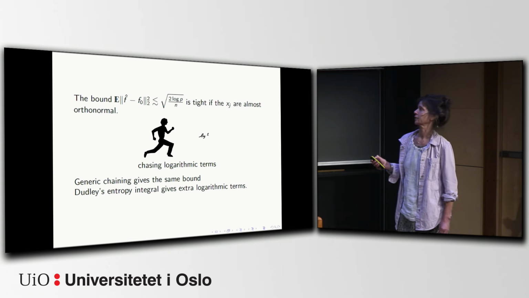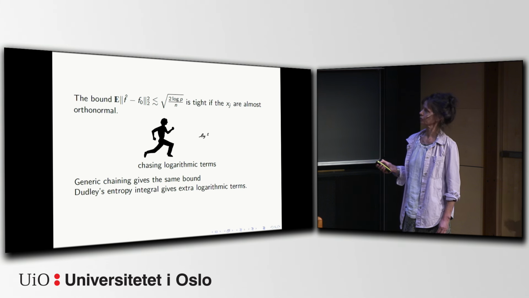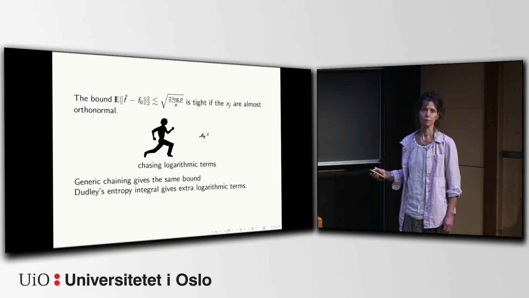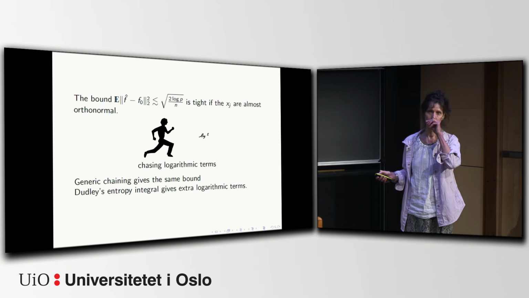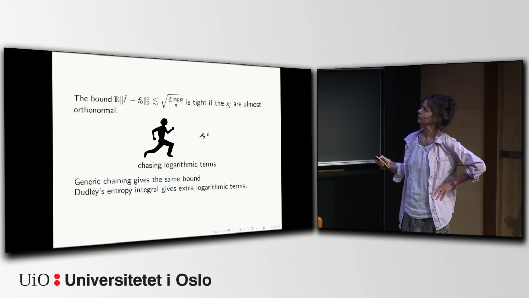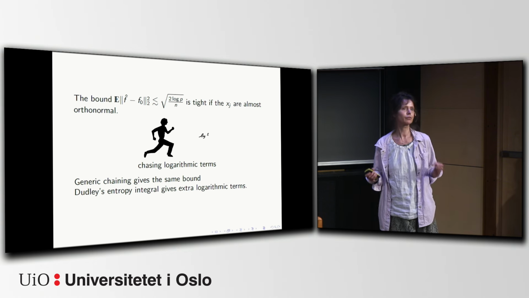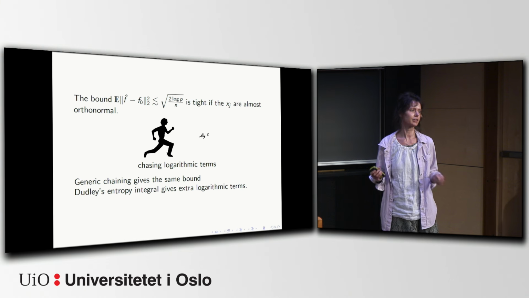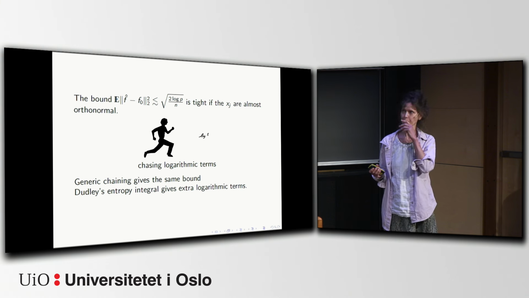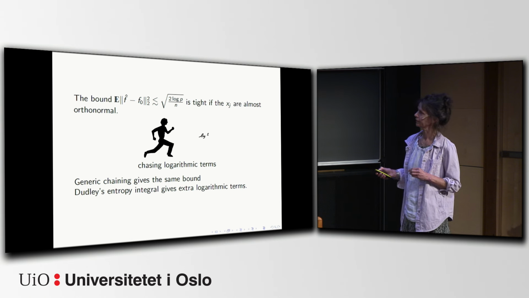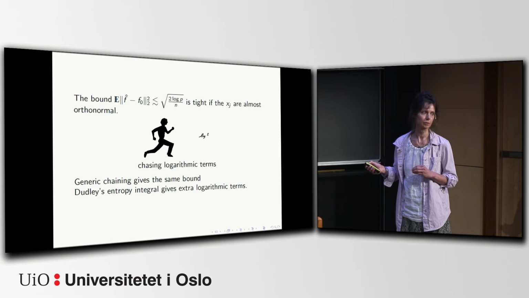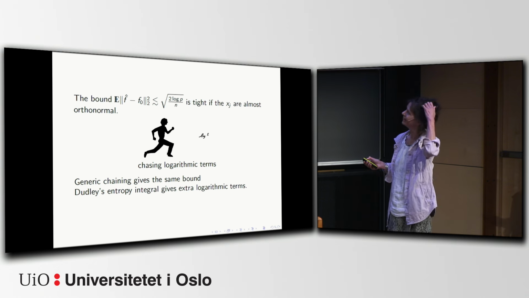So this is a tight bound if the X_j's are almost orthogonal, and the same bound is given by generic chaining. And if you apply Dudley's entropy integral, you get additional log terms which are superfluous. So this is kind of what you do if you are a good runner. You can start chasing log terms, and generic chaining really catches up the log terms here, right? I hope.